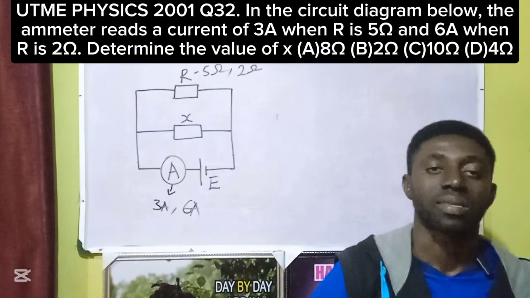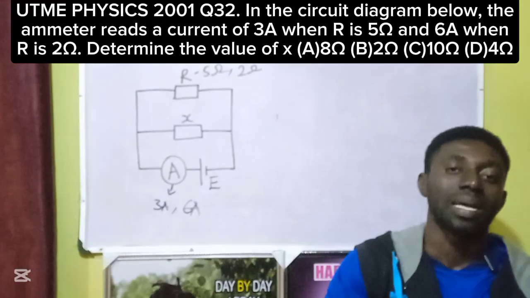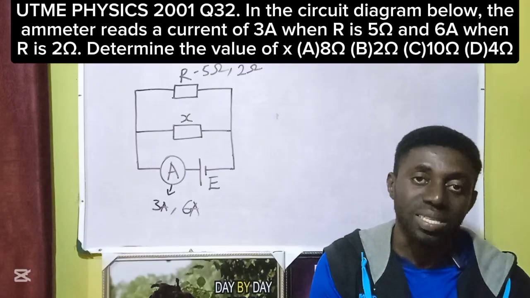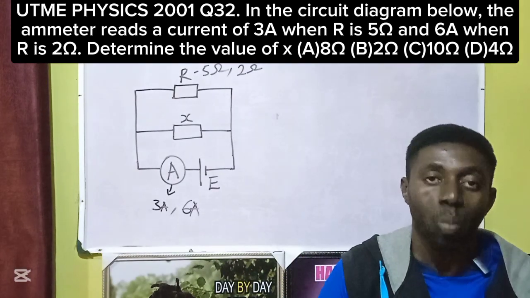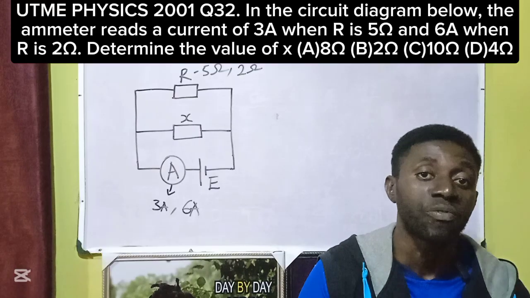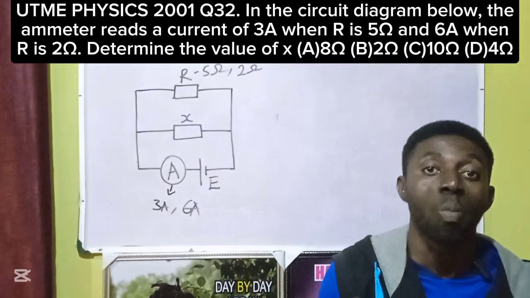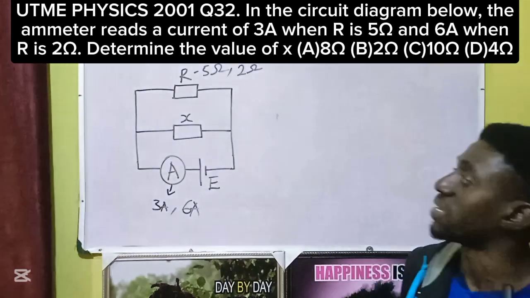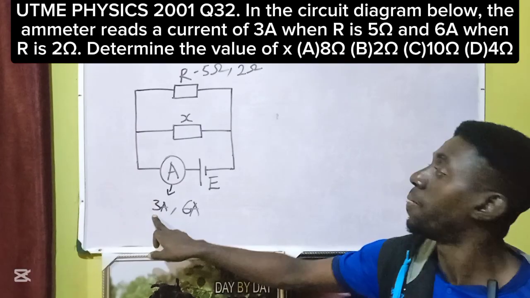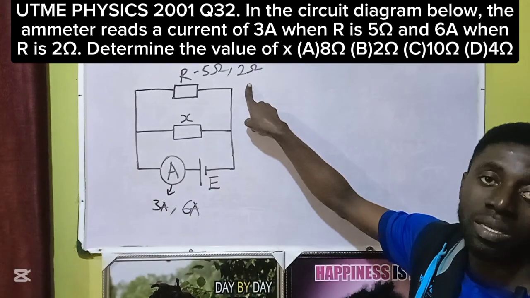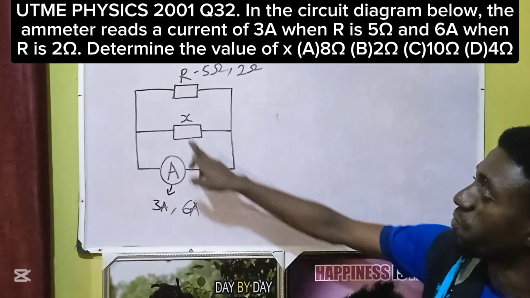I want you to observe something about this question. This question is in accordance with Ohm's law, which made us understand that the higher the resistance, the smaller the current, and the smaller the resistance, the higher the current. When there is much resistance, there will be less flow of charges, that's current. But when there is less resistance, there will be more flow of charges. See, with 5 ohm resistance, the current is 3 amps. Then when the resistance lowers to 2 ohms, our current increases to 6 amps. Then the question says we should find X.